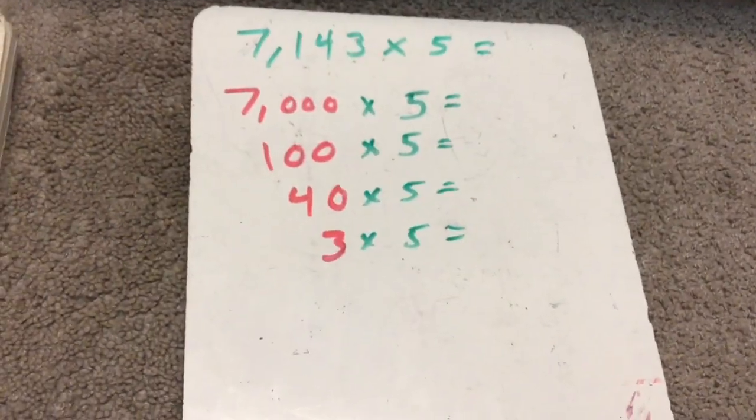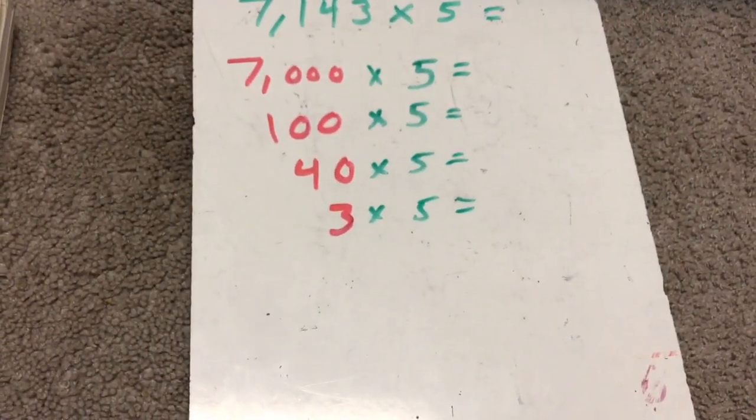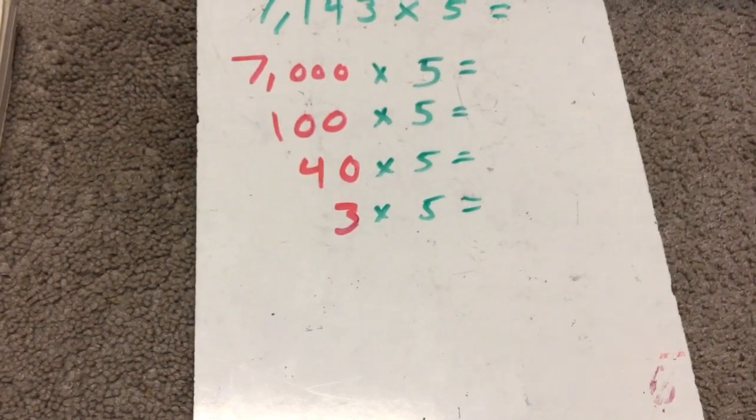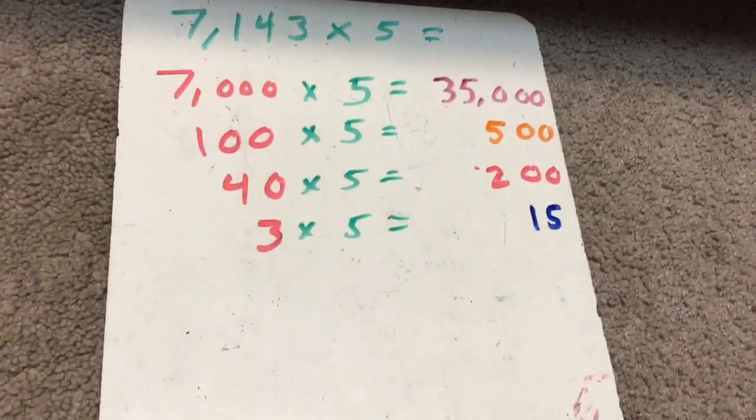So now I'm going to stop the video. I'm going to go and do my multiplication. I want to make sure I do it right. And then I just write down what's 7,000 times 5, 100 times 5, 40 times 5, 3 times 5. Okay, remember I want to see all your steps.